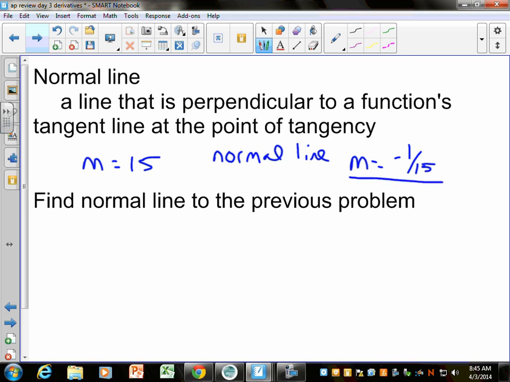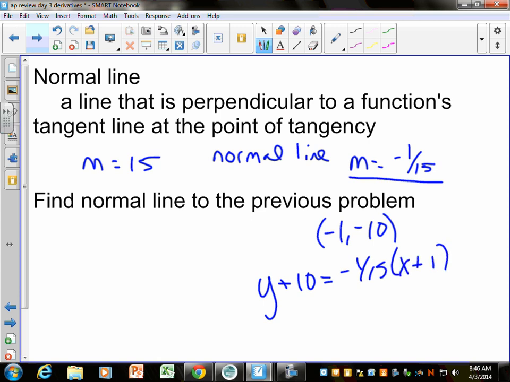But you just use that slope now and the same point, which I think was (-1, -10). So that would be y plus 10 equals -1/15 times (x plus 1). And this is where point slope form is great, because you don't have to distribute that -1/15 and simplify all that. Yeah. Normal lines, usually people forget normal lines.